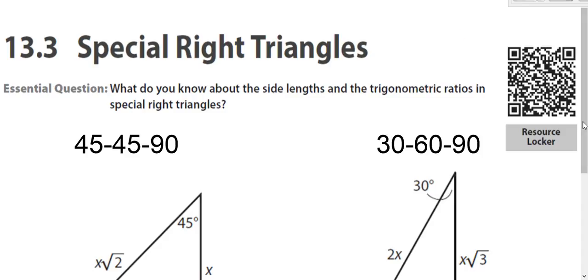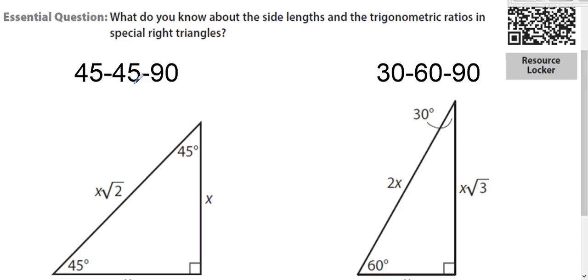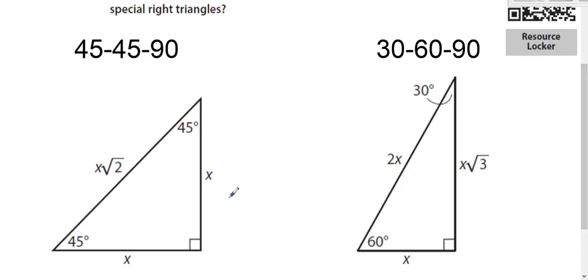So with special right triangles, you've got 45, 45, 90s, and 30, 60, 90s. There's this relationship. You have to pretty much just memorize the look of the triangle. So for 45, 45, 90s, the two sides are the same and the hypotenuse has a square root of 2. X times square root of 2.